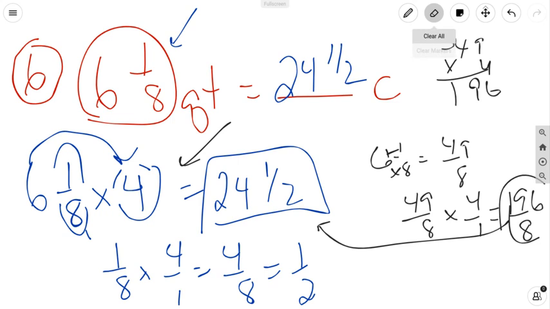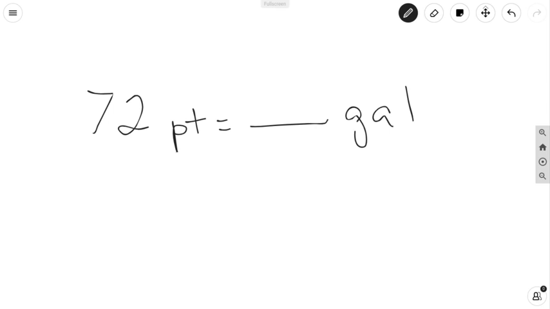I'm going to put a little teaser up there. I'm going to put this problem up, and I want you, don't tell anybody, I just want you to post this answer on the stream. How many gallons is 72 pints? Post your answer on the stream.